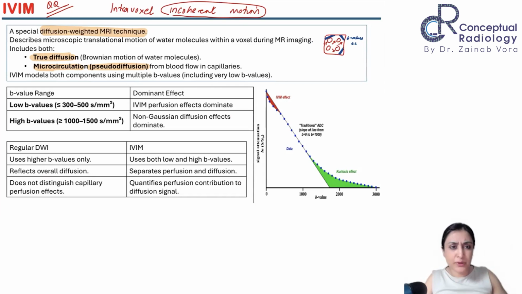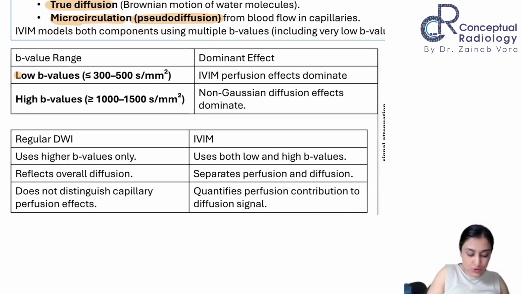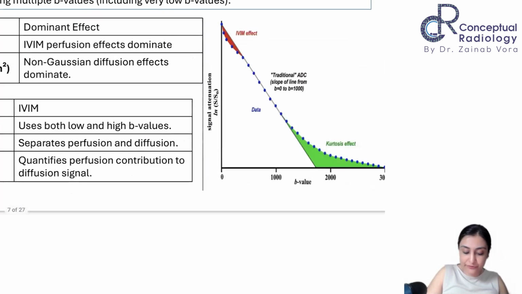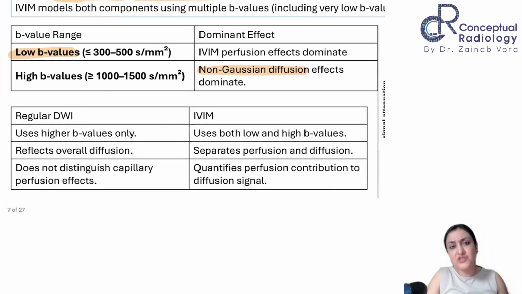Okay, now read a little more. So you have low B value and you have high B value. So basically we use low B values lesser than 300 to 500 where the IVIM perfusion effects dominate, and higher B values where your diffusion is called non-Gaussian, or basically random. Gaussian is normal distribution, so random. Non-Gaussian is a fancy way of saying random diffusion.